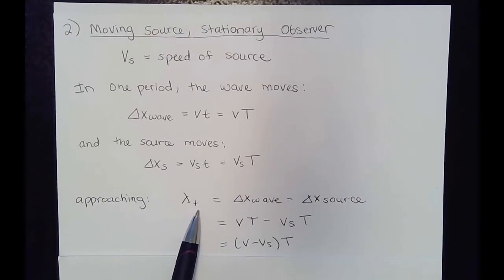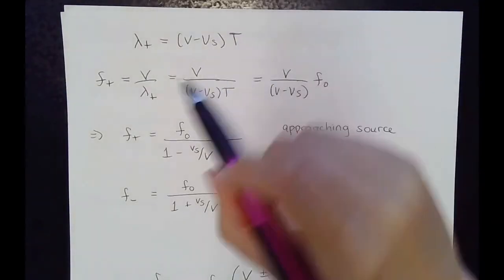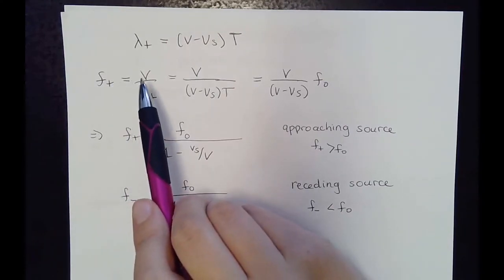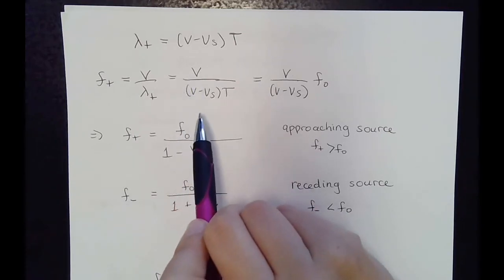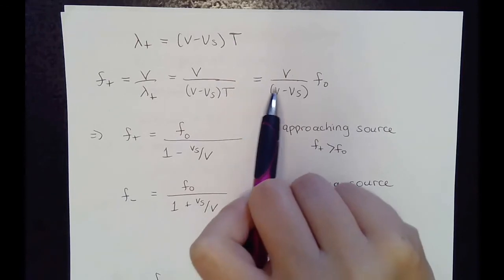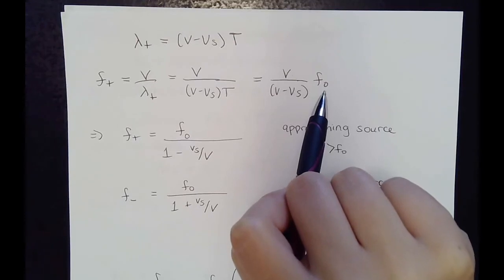So we can subtract these. The perceived wavelength, I'm going to consider first the approaching case again, is delta x of the wave minus delta x of the source. So Vt minus Vst, or V minus Vs times the period. Okay, so we have this perceived wavelength. We can plug that into our wave speed equation to find the perceived frequency for the approaching case. V over lambda is V over V minus Vs times the period, and then I'm just going to plug in period as 1 over frequency, our frequency emitted from the source, which is f naught.